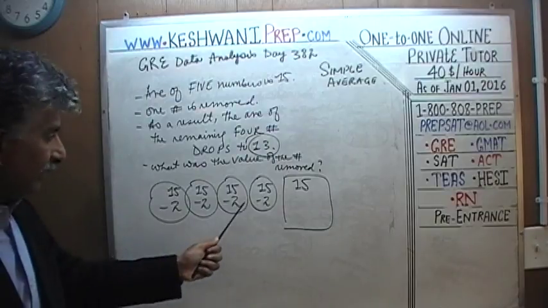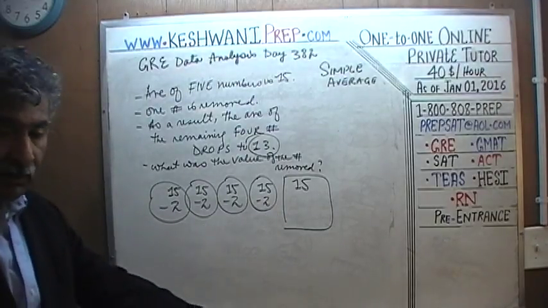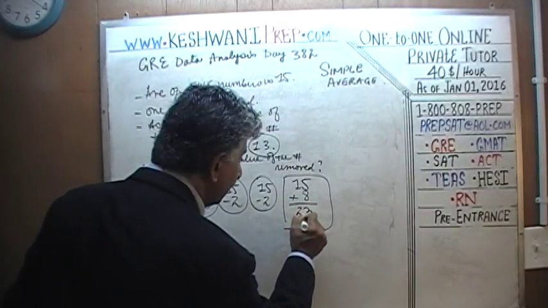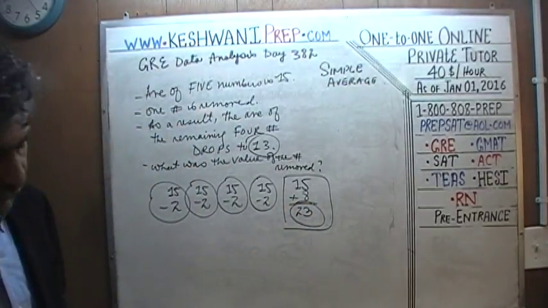We have to take away 8. We have to take away this guy because we are removing it. And we have to take away 8 more. Voila, there you go. The number removed is 23.